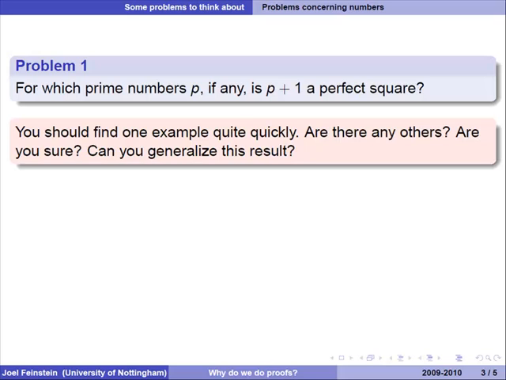Well, it won't take you long to find one example, and then you might try to find some others, and maybe you'll have a bit of difficulty, and then you might wonder if there are any others. And then, if you think there aren't any others, you might want to try and prove that there aren't any others. So what I'm going to do is give you a few minutes to talk to each other and think about this problem. You should quite quickly find one example, but the question is, are there any others, apart from the obvious example? And if not, can you prove it? And so what I'll do is I'll pause the recording there, and I'll give you a few minutes to think about it.